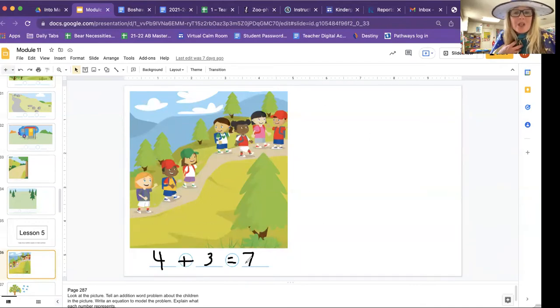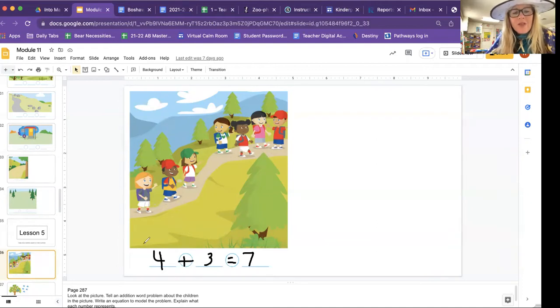It matches my story. Did you see that? My story was there were 4 children and 3 more joined them. Does that story match this picture? 1, 2, 3, 4 plus 3 equals 7. It does match. Now, what does each number represent? Well, what do you mean? I don't know. They represent what?